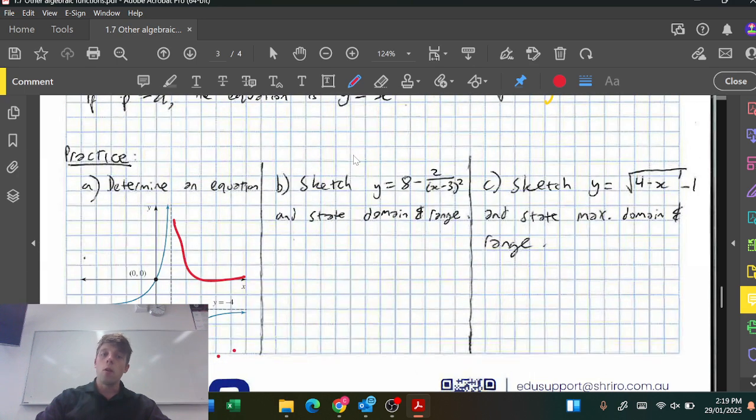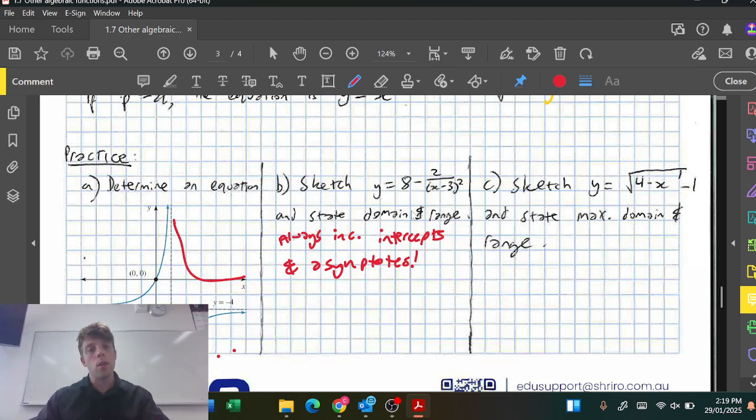Okay, moving on. We now want to sketch a graph. How would we go about sketching a graph and then stating its domain and range? When it comes to sketching a graph, we need to remember to always include intercepts and asymptotes. Very important for you to remember to do this. So let us attempt to do so now.